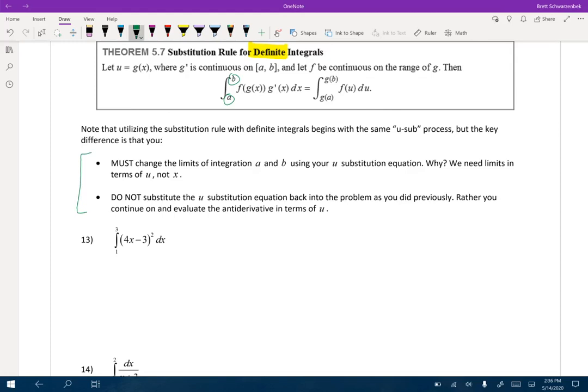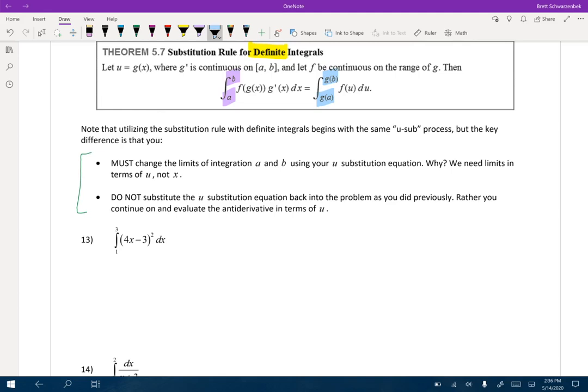They are as follows. It says you must change the limits of integration a and b using your u substitution equation. Why would we do this? Because we're going to need the limits in terms of u and not x. So if you look at our problem here, we have b and a. Look what happens. We have g of b and g of a. So these are going to be your new limits of integration we're going to have to change to.